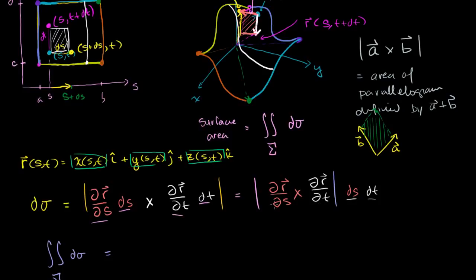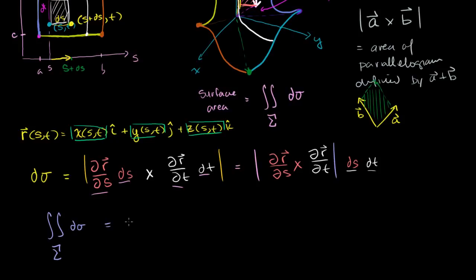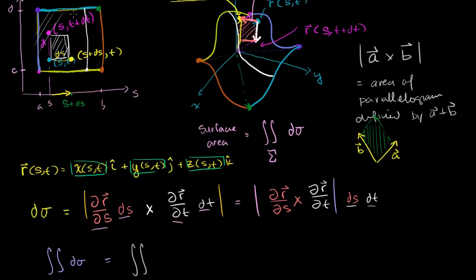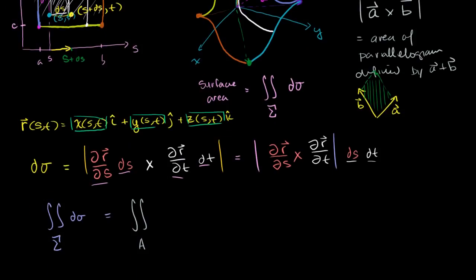And of course, we're also going to have to take this cross product in here, and we know how to do that. That's a double integral. So we're going to take the double integral over this region, or this area right here, which is the same thing as that whole area over there, of the cross product of the partial of r with respect to s and the partial of r with respect to t, ds and dt.